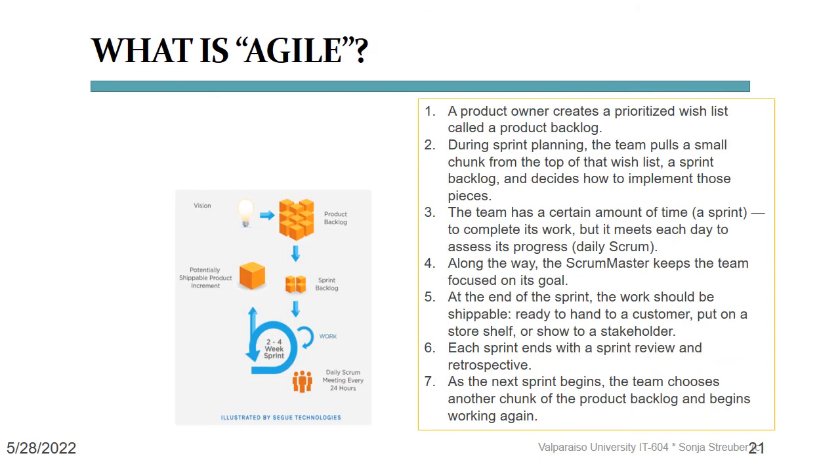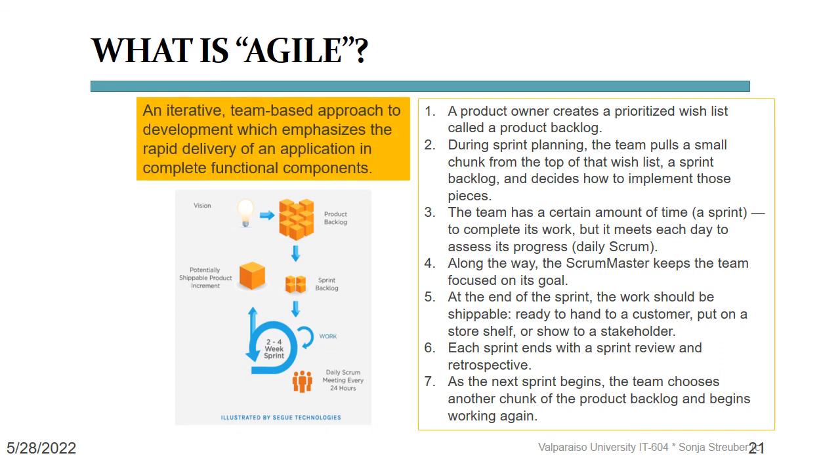So what exactly is Agile? To use the definition from the PMBOK, Agile is an iterative, team-based approach to development which emphasizes the rapid delivery of an application in complete functional components. The Agile lifecycle starts with a product vision. This vision is generated by the product owner, whose role is a mixture of the traditional project sponsor and the project manager, in that she's entirely in charge of project scope.